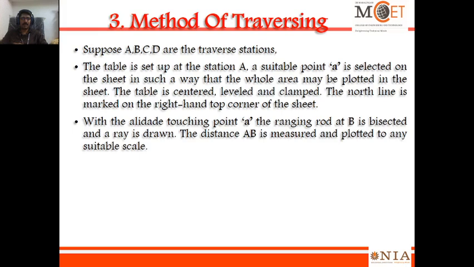So the table is centered, leveled and clamped. The north line is marked with the help of a trough compass at the top right hand corner of the sheet. With the alidade touching point a in the sheet, the ranging rod at B on the ground is bisected and a ray is drawn. The distance AB is measured and plotted to a suitable scale.